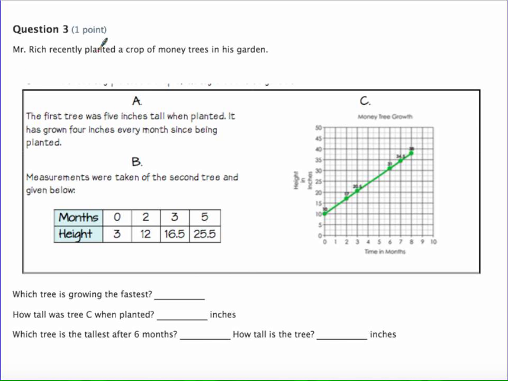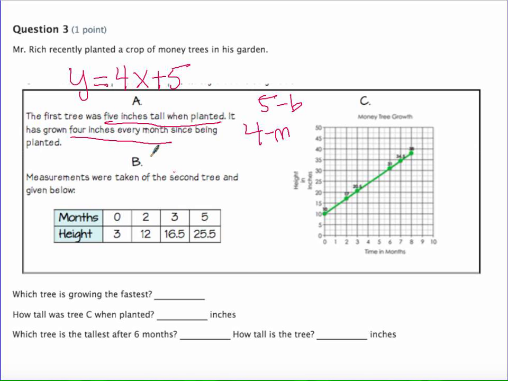Alright, Mr. Rich recently planted a crop of money trees in his garden. First tree was 5 inches tall when it was planted and grows 4 inches every month. So 5 is a y-intercept and 4 inches every month is the slope. If I wanted to write an equation to model the growth of the first tree, it would be y equals 4x plus 5. Y equals mx plus b.